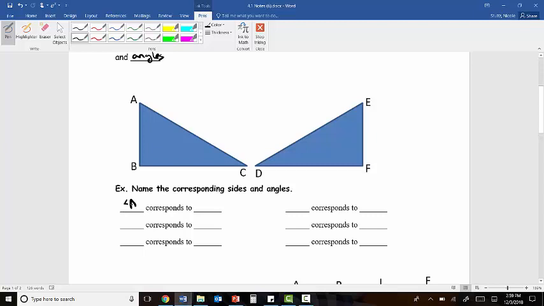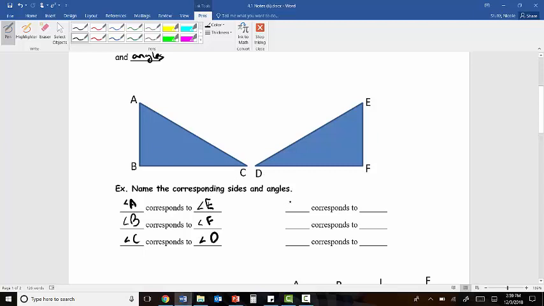You have angle A, that's going to overlap with angle E. Angle B will overlap with angle F, and angle C will correspond to angle D. So we'll refer to those as corresponding.